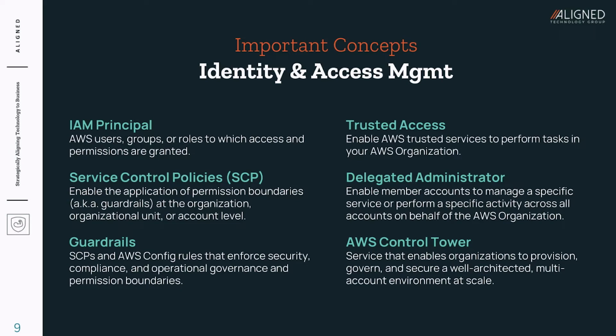Trusted access enables trusted services to perform tasks within your AWS organization. You can, for example, and I'm using this example again, leverage trusted access to grant the CloudTrail service trusted access to create an organizational trail in all accounts managed by the AWS organization. And the organizational trail is that logging mechanism that ingests all the logs from every account.